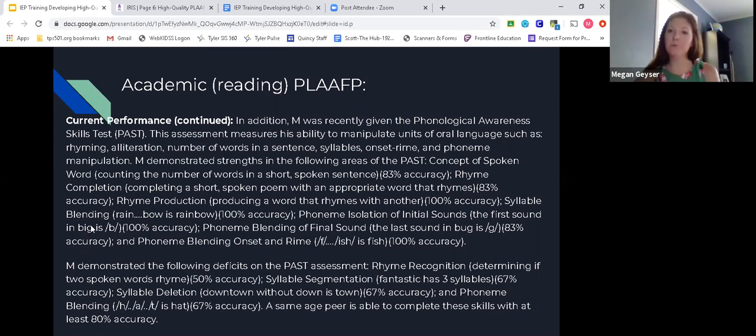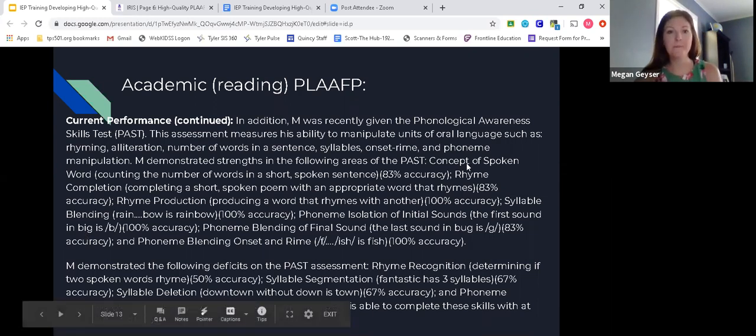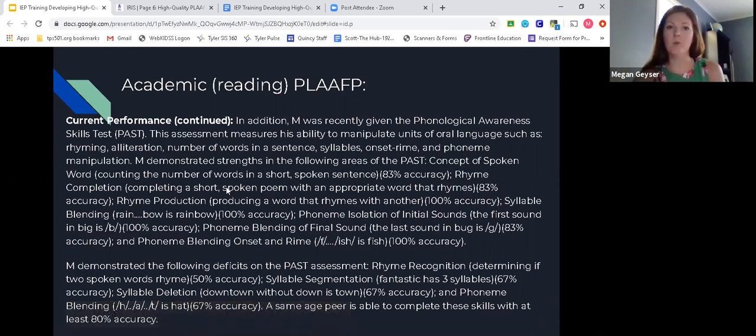So for example, the concept of spoken word right here, I went ahead in parentheses, because I love parentheses, I put in what that means, a definition of concept of spoken word. And it's just a very simple counting the number of words in a short spoken sentence. And this student, he completed that with 83% accuracy.